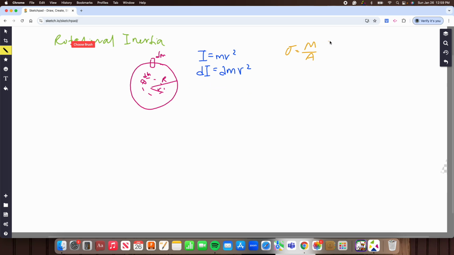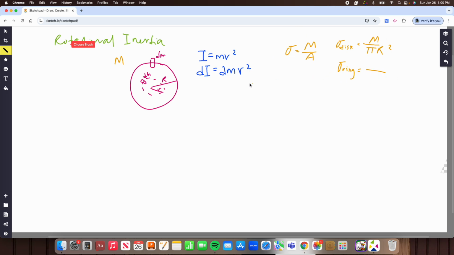Let's do our entire disk first. The density is going to be equal to the mass, where capital M, which I should have written before, is the mass of the entire disk, over our area. That's just pi R squared, capital R because this is big R. Our density for our rings is going to equal something a little different.